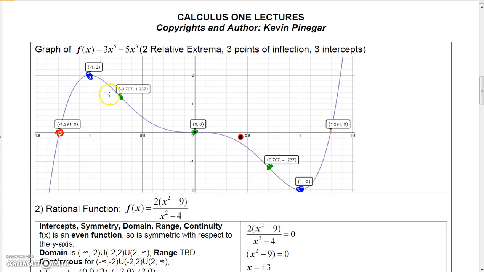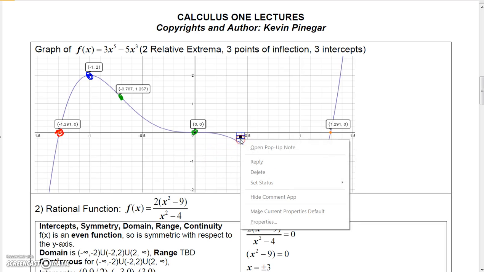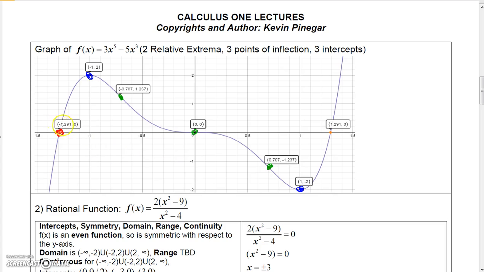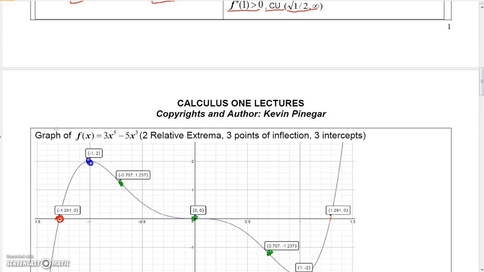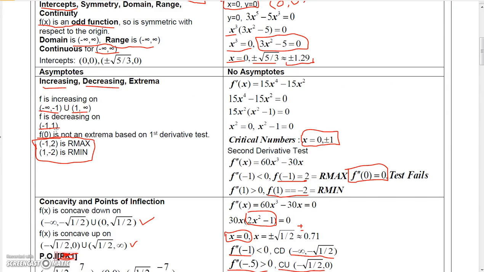And I used green points here to identify where the points of inflection were. I had 3 points of inflection. So those are the points of inflection. Alright, so actually, if you go back and look at the information, you'll see that the function was increasing to negative 1.